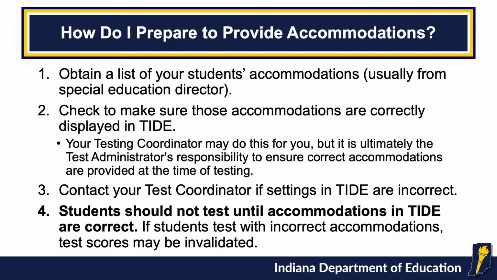If you find that a student's test settings are incorrect, contact your testing coordinator for assistance. Do not allow the student to test until accommodations are correctly assigned. If students test with incorrect accommodations, test scores may be invalidated.